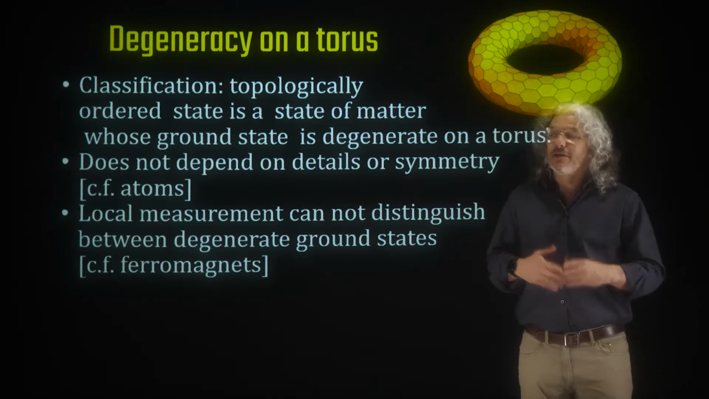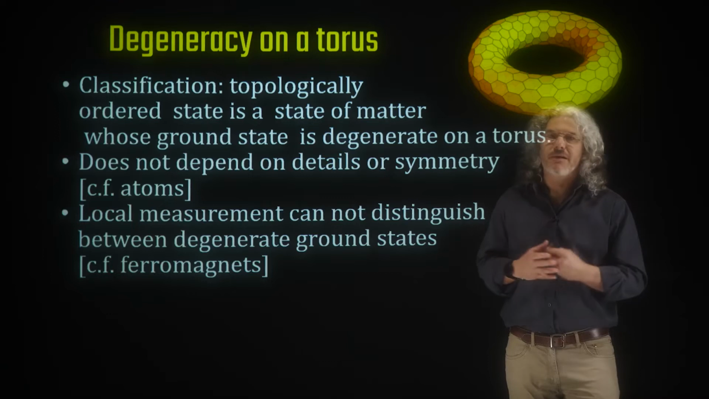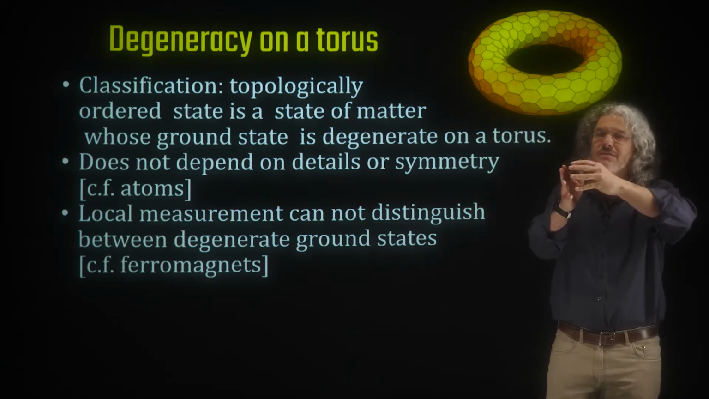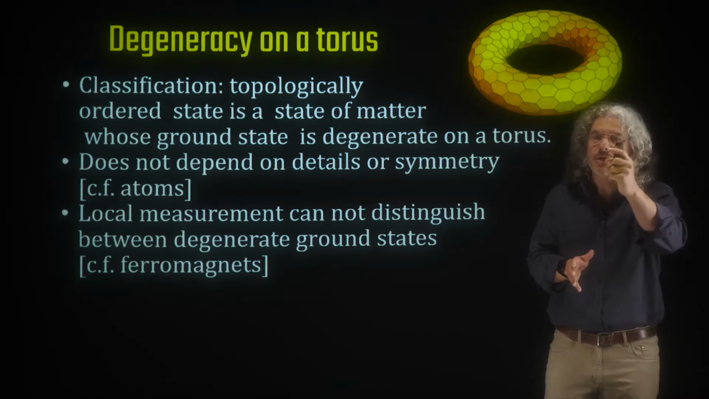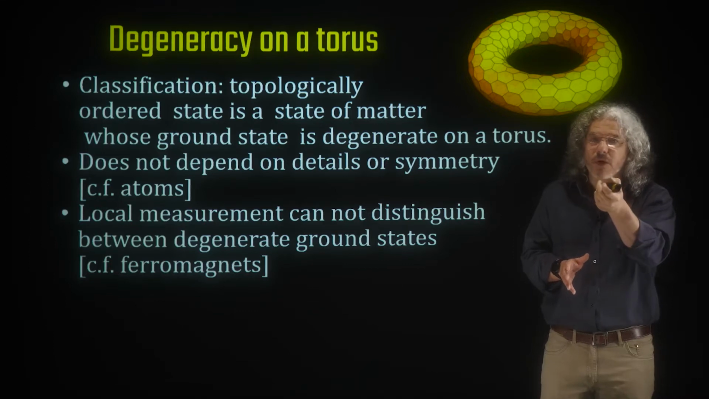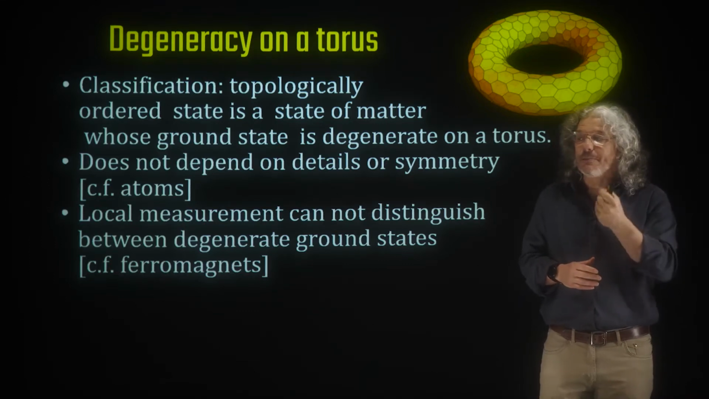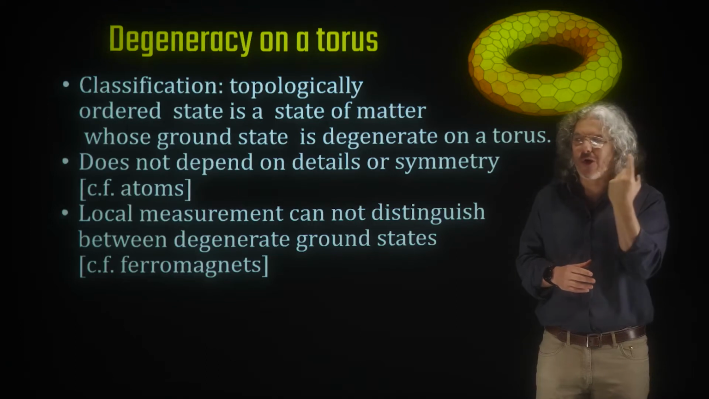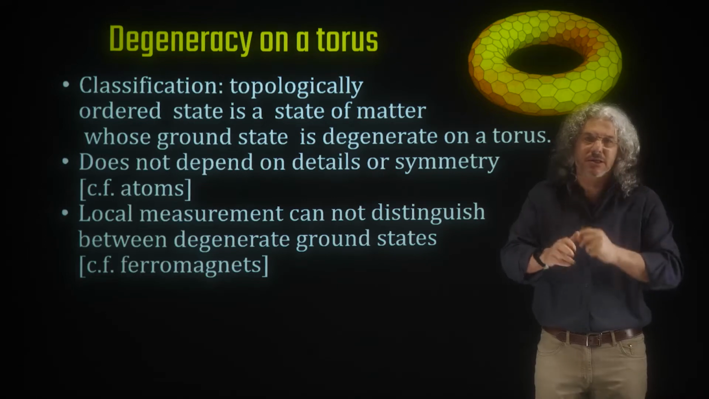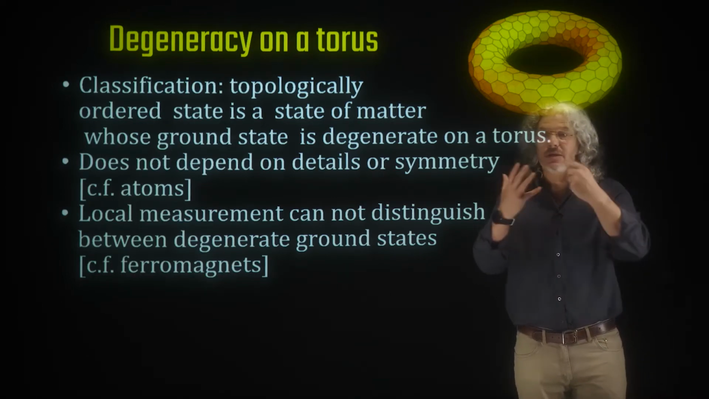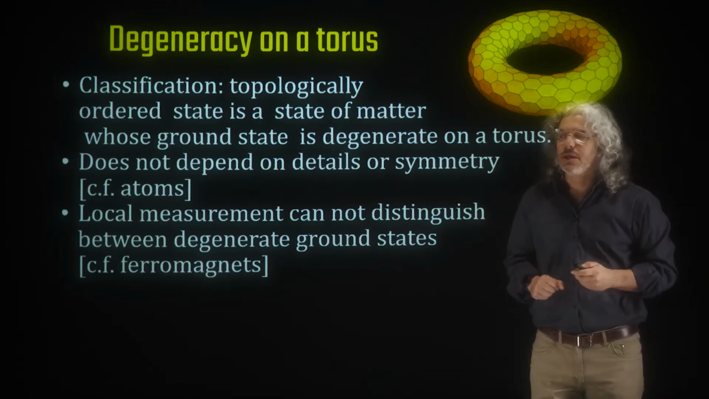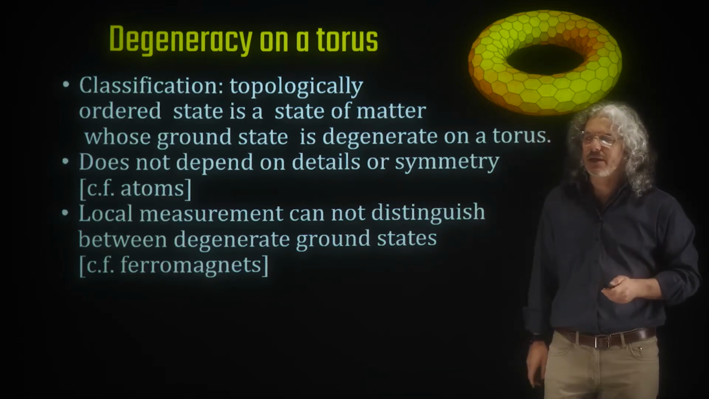This is again different from the situation which we know, for example, from a ferromagnet. In a ferromagnet, all the spins in the system point in the same direction, and there are degenerate states depending on the direction of the spins. If we measure one spin among all these spins, which is local, we already know in which direction the whole ferromagnet points. This is not the situation in the topologically ordered case. We cannot distinguish between the degenerate ground states by a local measurement.